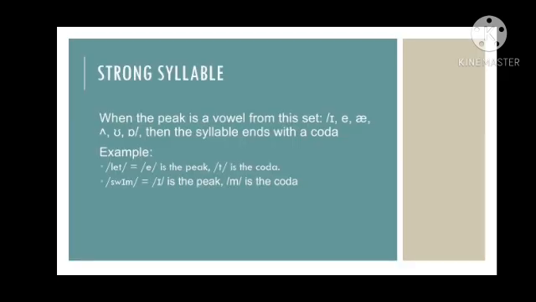Next, we move to the strong syllable. So when the peak is a vowel from the set e, a, and o, then the syllable ends with a coda. The examples are "let", where e is the peak and t is the coda, and then the second is "swim", where i is the peak and m is the coda.